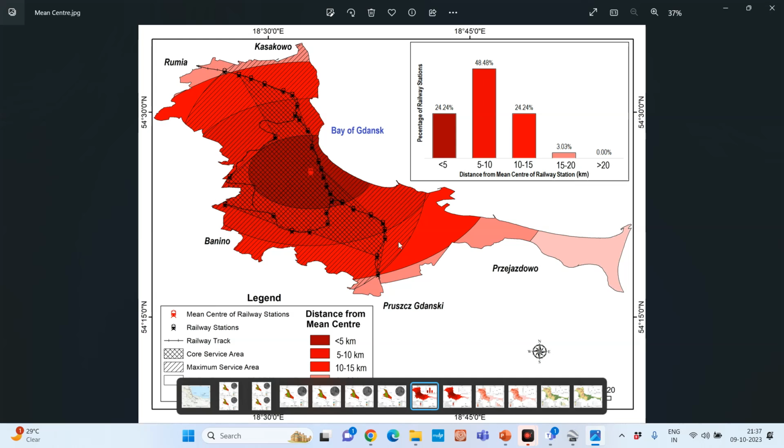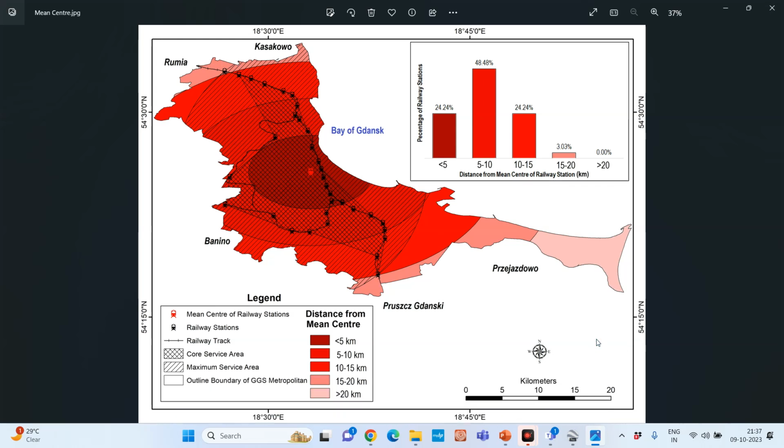Within 10 kilometers, how many sites can they visit? How many hotels are there in the central part? How many hotels are in the outskirts? So you can make a plan like this. Got it?